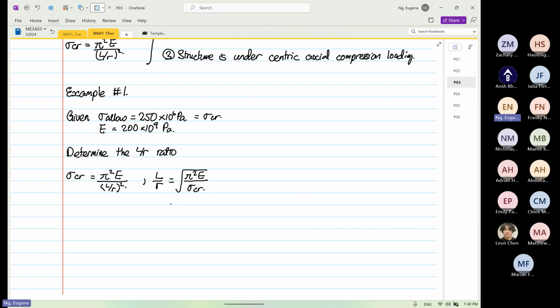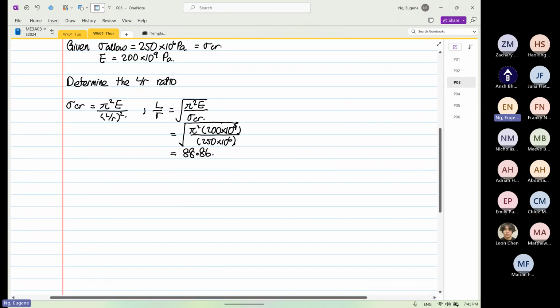So over here, we start putting in numbers. We have pi squared multiplied by 200 times 10 to the power 9, and then we divide by 250 times 10 to the power 6. The square root of the whole thing is 88.86. So what does this 88.86 mean? Now I'm going to sketch a graph.